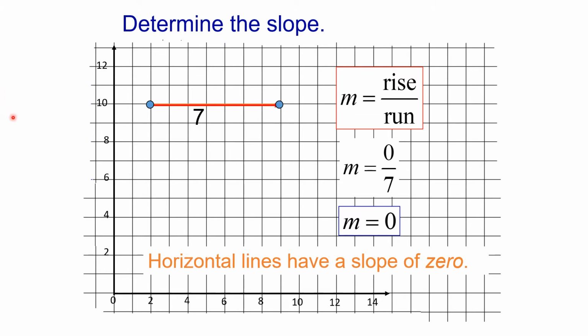So think about it this way. If you were skiing and you were on a completely flat level ground, there would be no slope. We would have a slope of 0. There's no incline or decline at all.